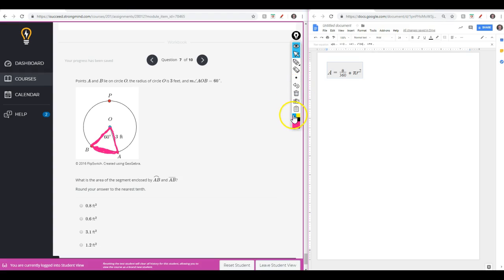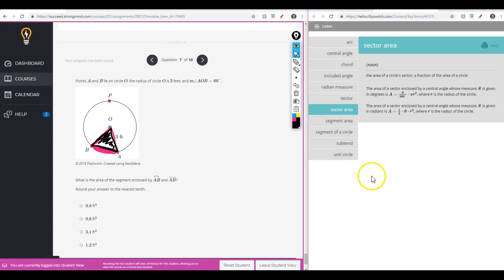So now notice that it just wants this little pink section, which can be found if we subtract or take away the area of this triangle from the entire sector. So we're going to subtract from this the area of the triangle.